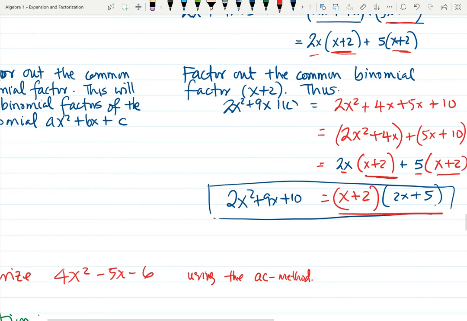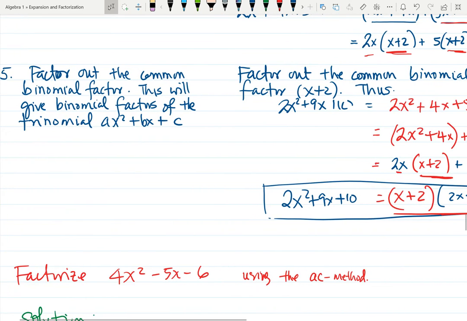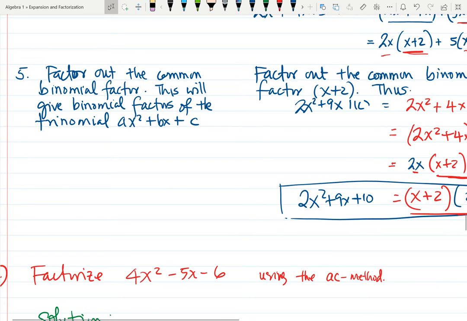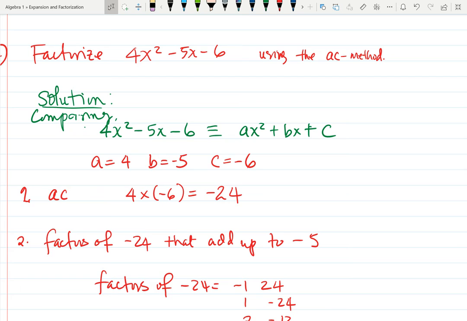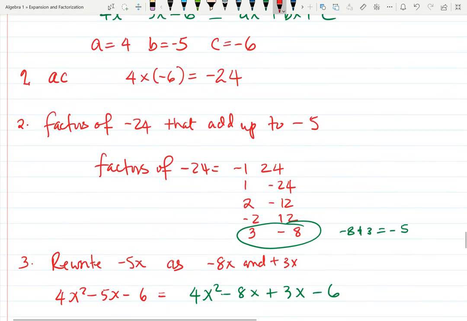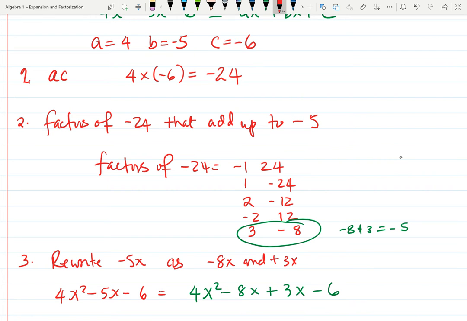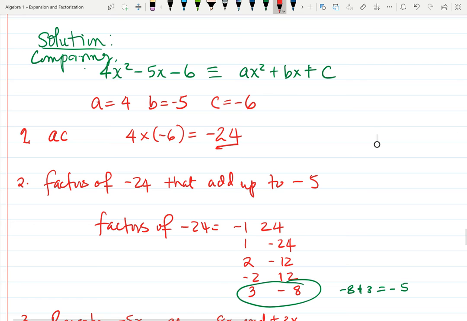Okay, so the AC method, right? Another example: factorize 4x squared minus 5x minus 6. What do we do? We take the first term; the coefficient of x squared is not 1. So we take the 4 and multiply by negative 6, which is negative 24, first step. What do we do with the negative 24? We find factors of negative 24 that will add up to negative 5.